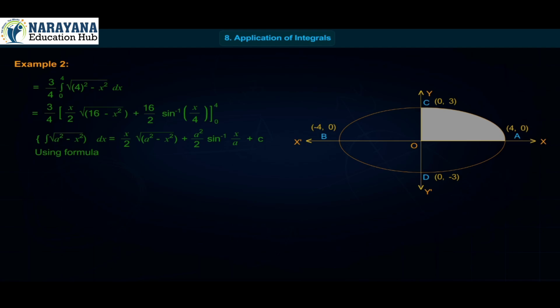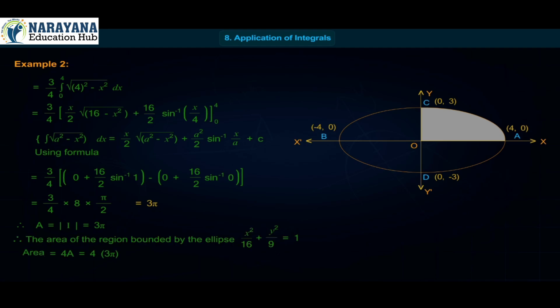Because integration square root of a square minus x square dx is equal to x upon 2 into square root of a square minus x square plus a square upon 2 sine inverse x upon a plus c, using formula is equal to 3 upon 4 into [0 plus 16 upon 2 sine inverse 1 minus 0 plus 16 upon 2 sine inverse 0] is equal to 3 upon 4 into 8 into pi by 2 is equal to 3 pi. Therefore, A is equal to modulus of I is equal to 3 pi.